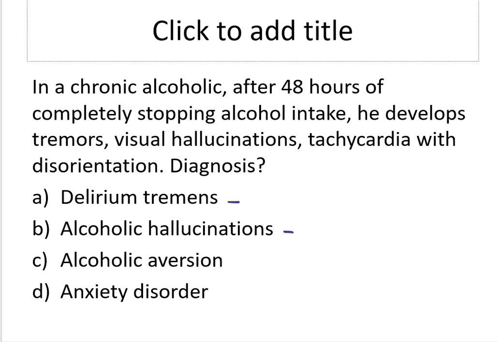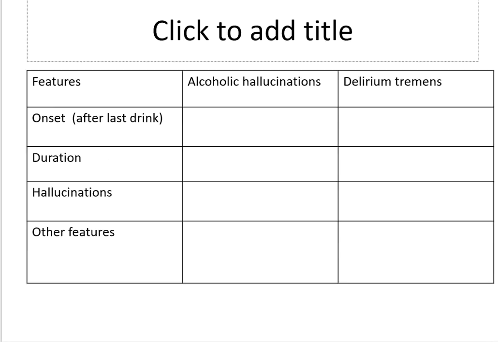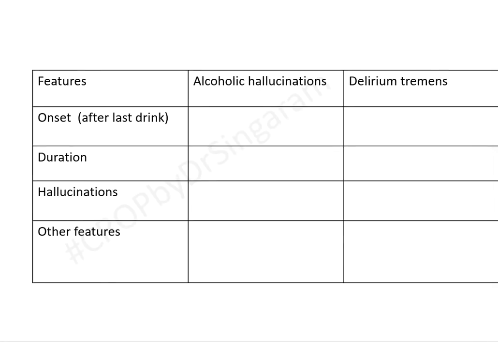Before I answer this, let us look at a comparison between the 2 conditions, alcoholic hallucination and delirium tremens. The first one is alcoholic hallucination. The onset is usually around 12 to 24 hours after the last drink, and it usually lasts for 48 hours maximum, though it can occur for few days as well, but general duration is 48 hours. Hallucinations are present. Usually you have visual hallucination. The other features are absent.